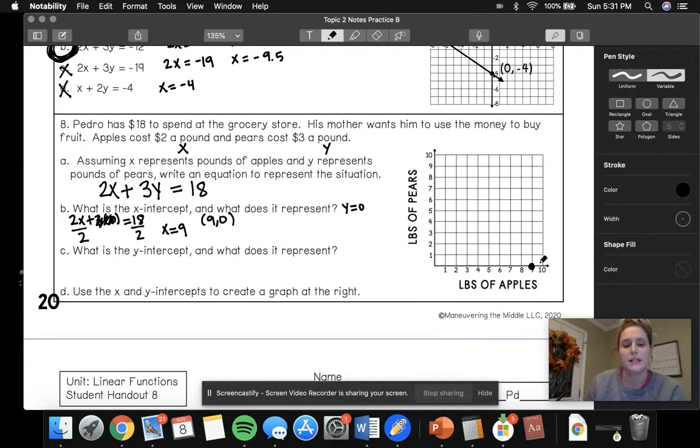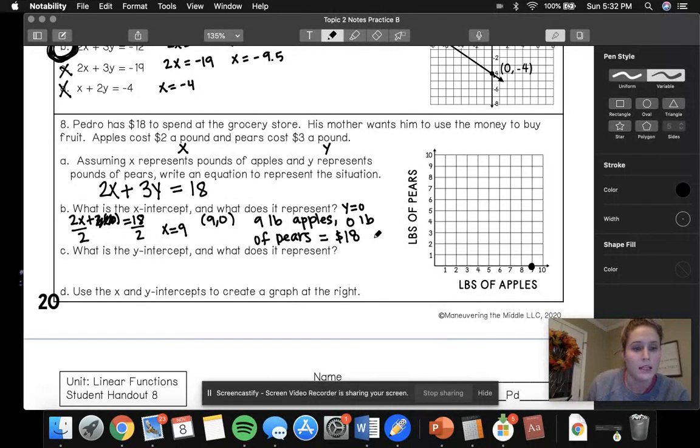What does this represent? Well, in this situation, Pedro could buy 9 pounds of apples, 0 pounds of pears, and it will still be equivalent to the $18 that his mom gave him.